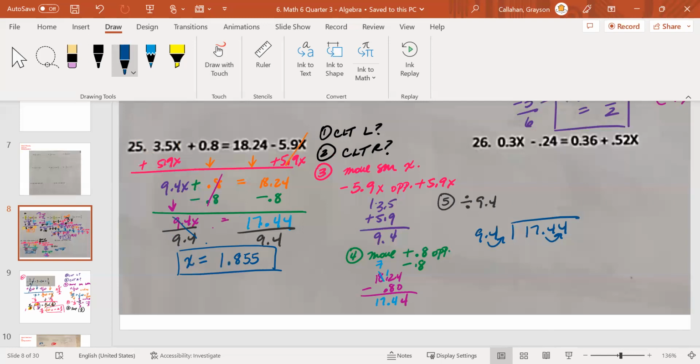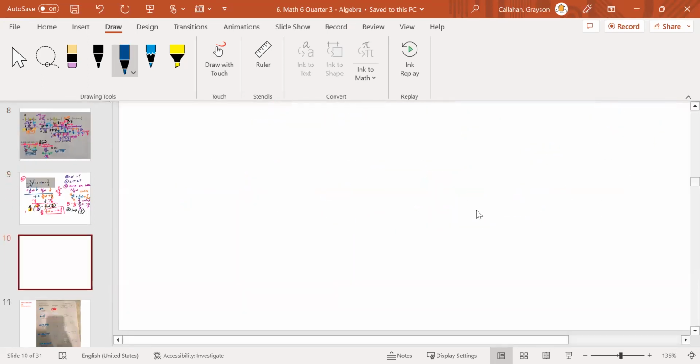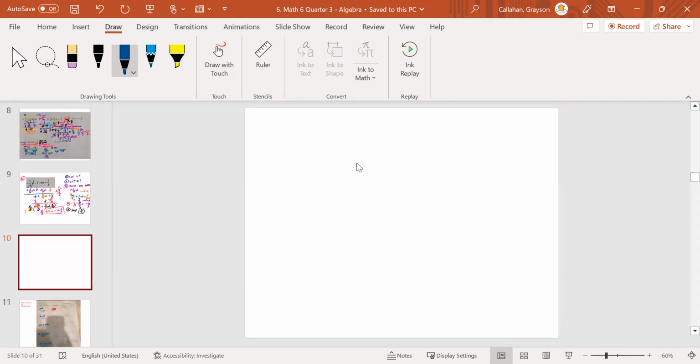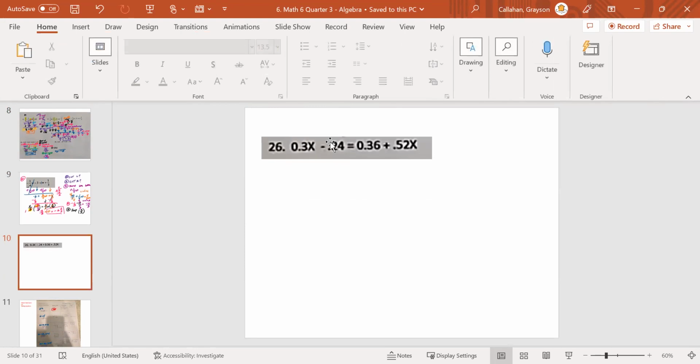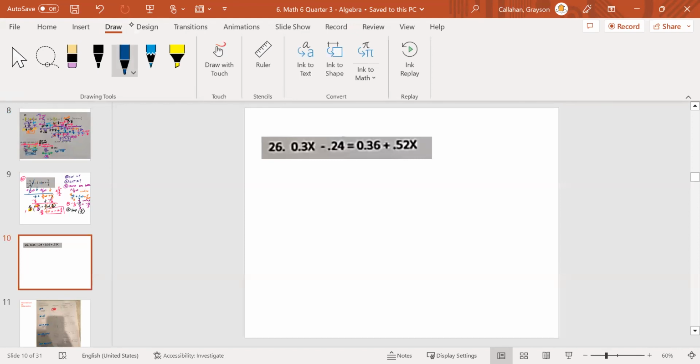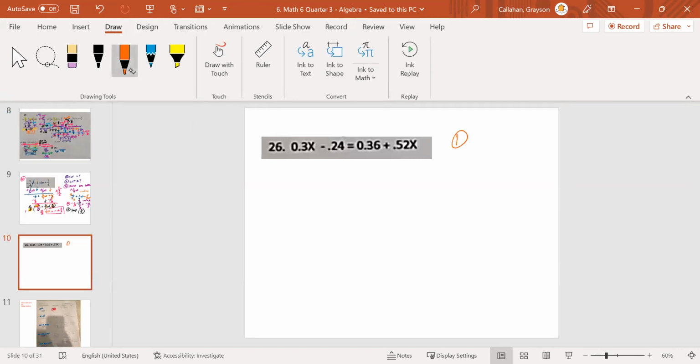For number 26, I'm going to go ahead and show you how to do this on the side because we're running out of space. Actually, I'm going to have you try this on your own. I'm going to give you the steps. You try it, and if you can't figure it out, you can watch the video and we'll go over it later. Step number 1.